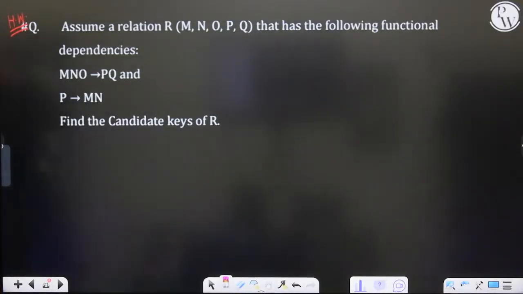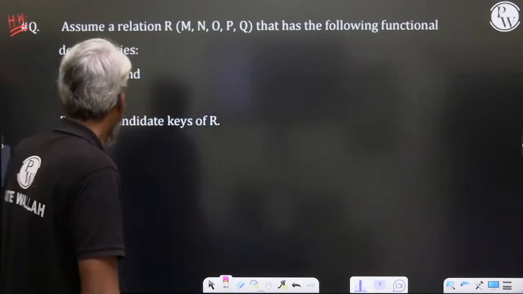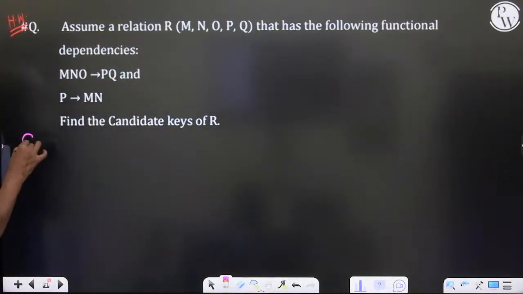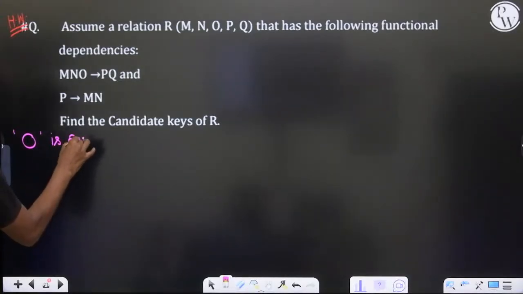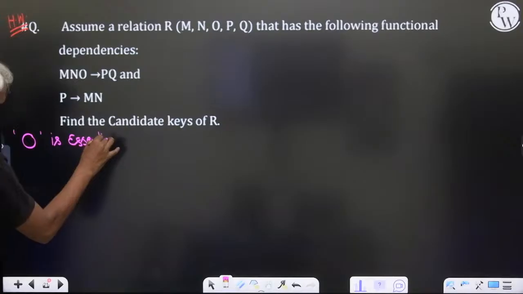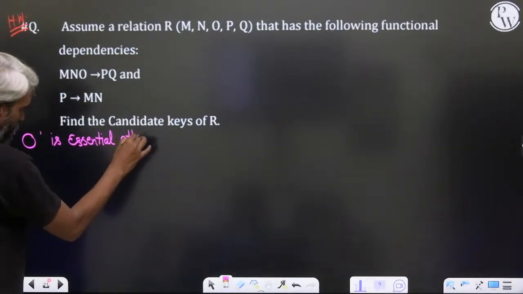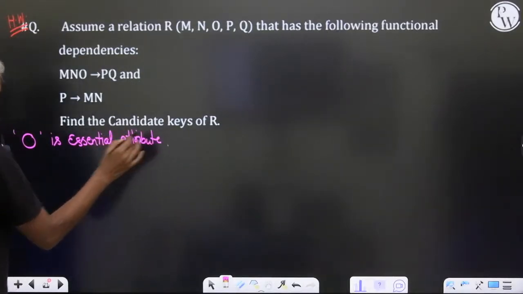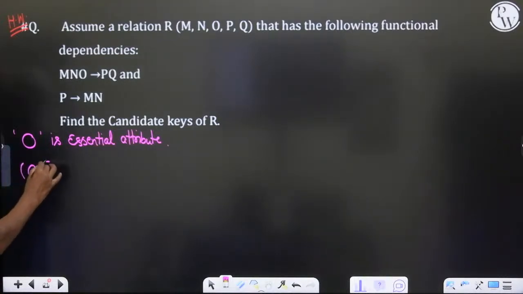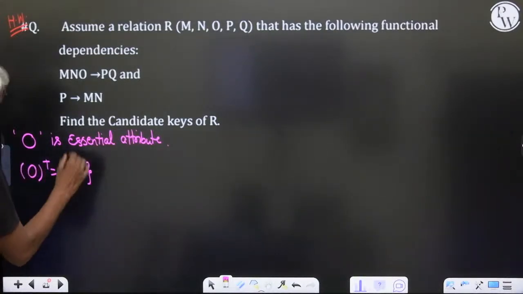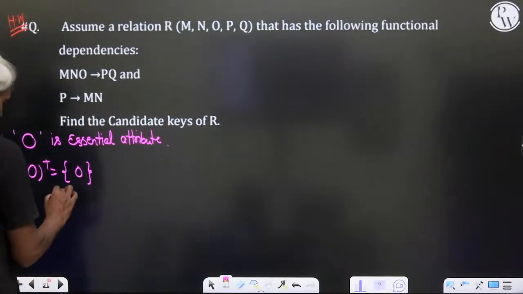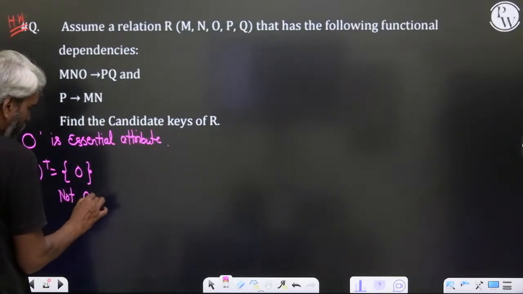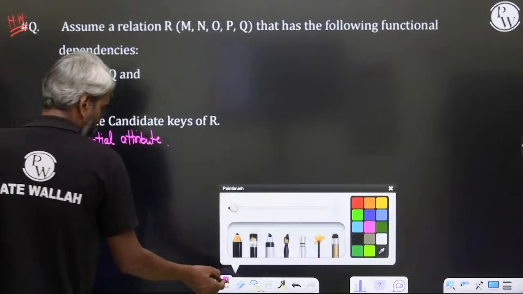Okay? No, only PO is not the candidate key. Please try to understand. Sir, O is an essential attribute. And we know O closure will be O only. Therefore, O alone cannot be the candidate key. Right? So, it is not a super key. Something which is not a super key cannot be a candidate key. Okay.